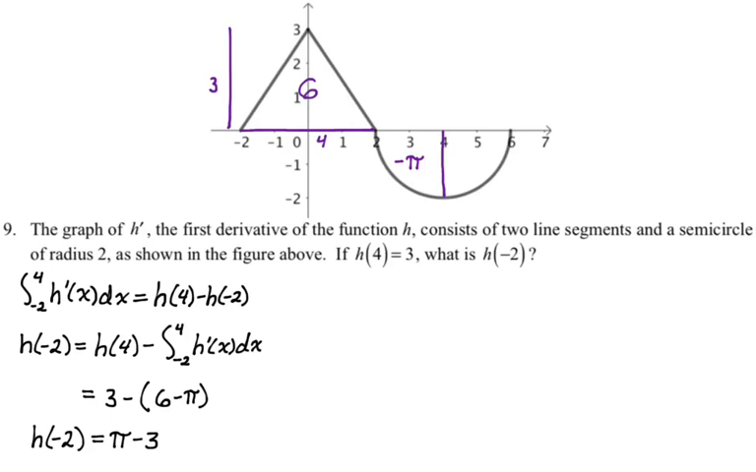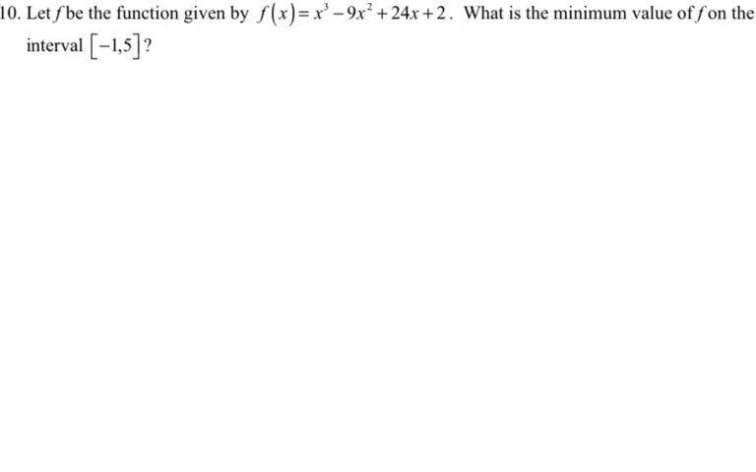And one more, so number 10. Let f be the function given by f of x equals x cubed minus 9x squared plus 24x plus 2. What is the minimum value of f on the interval from negative 1 to 5? All right, so it's a closed interval, which means we're doing the candidates test, which might be my favorite test to do because it's very organized.